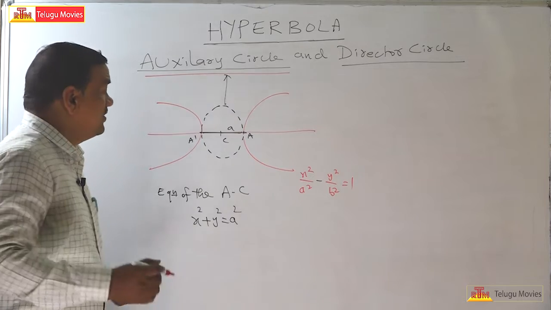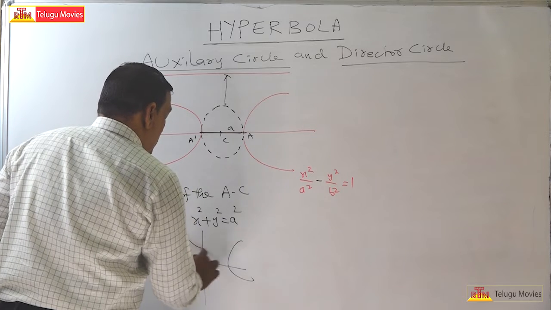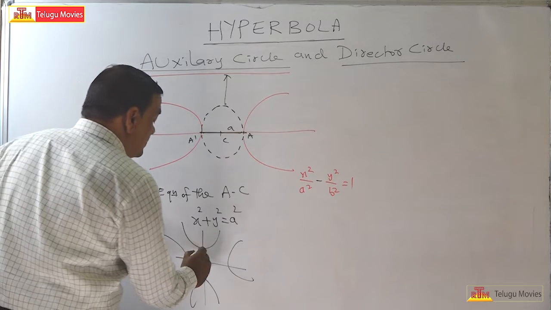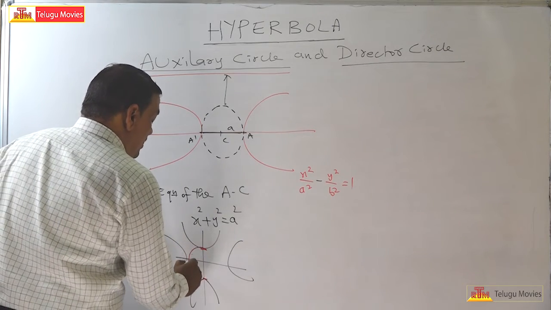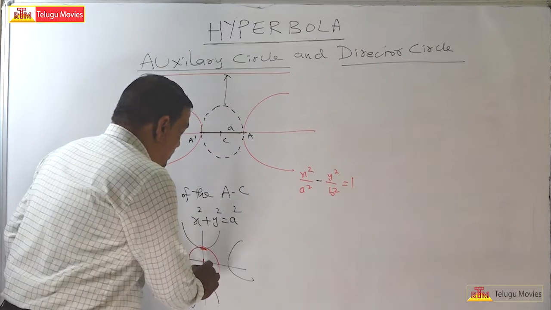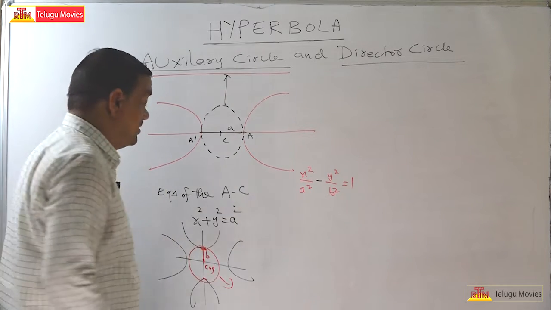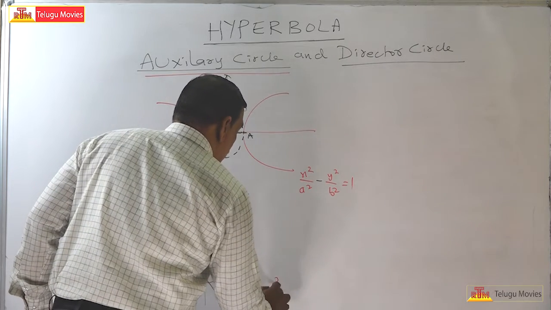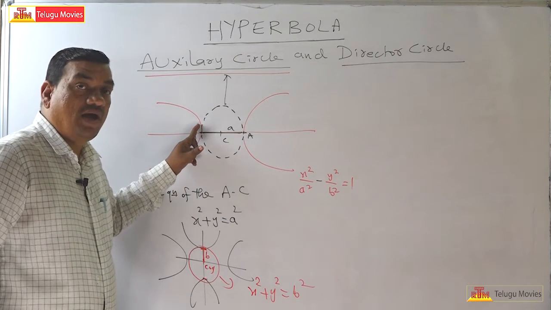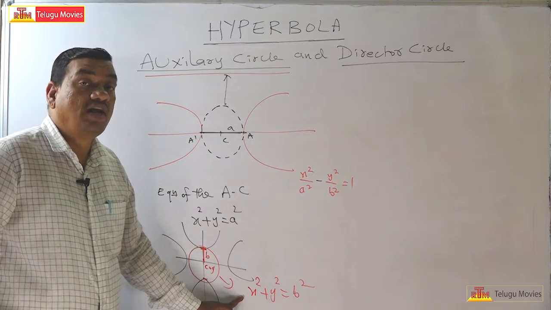If you take the conjugate hyperbola, so this is the conjugate hyperbola. If you take this as the diameter and draw a circle taking the center C (0, 0) and radius b, then the equation of this circle is x square plus y square is equal to b square. So for the original hyperbola there is this auxiliary circle, and this one is for the conjugate hyperbola.